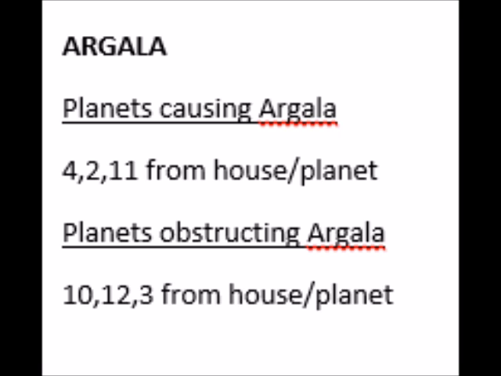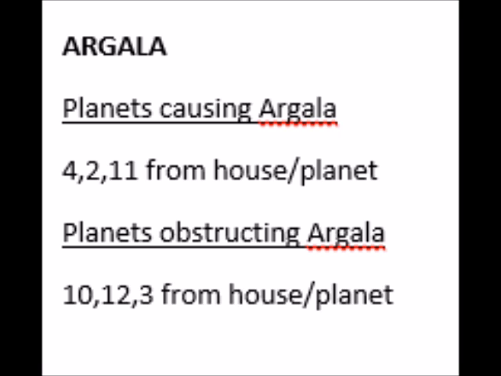So here is how it goes. What sage Parashara has explained is that planets can affect a house, and houses can also affect another house. But first let's discuss the planets. As per sage Parashara, if a planet is in the 4th, 2nd, and 11th from a house or a planet. So once again, he described that a planet and a house both can affect another planet and another house.